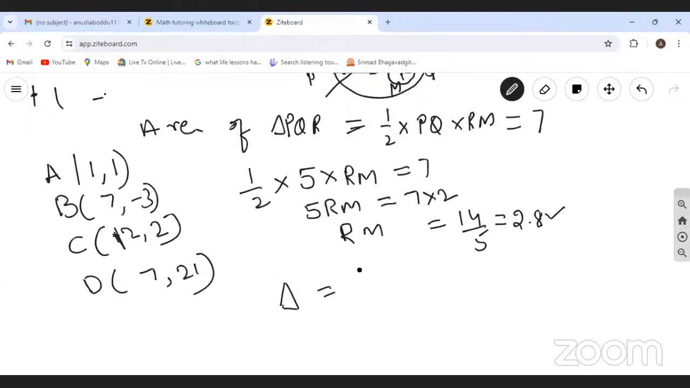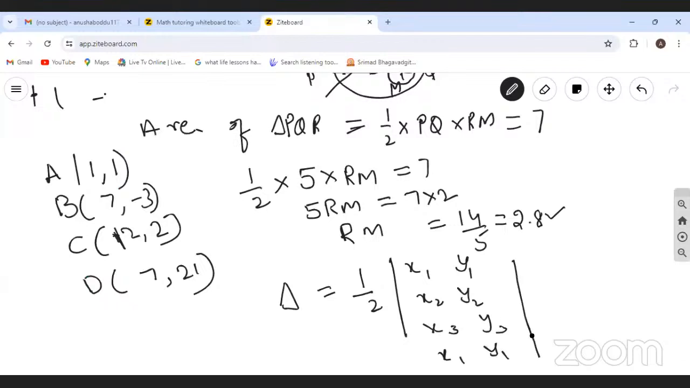So the formula is like this. Area is half into modulus of x1, y1, x2, y2, x3, y3, and again we will take x1, y1. So let us take A of 1 comma 1 as x1, y1, then x2, y2, x3, y3. Okay, and substitute the points.